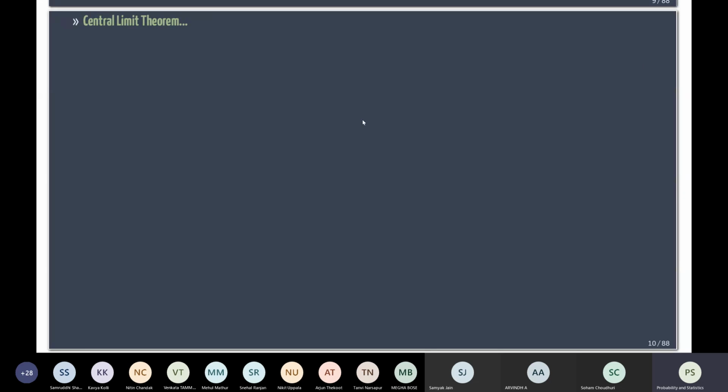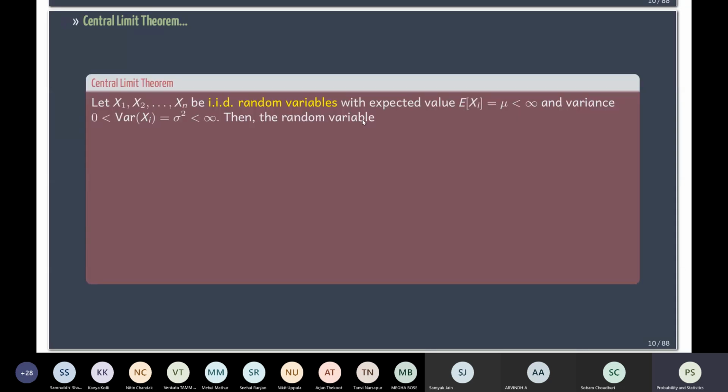Now we come to another very important theorem, called the central limit theorem. I told you in the beginning, it's about all random variables in the limit behaving like a standard normal. So that was the statement. Let us consider again IID random variables with expected value mu, which is finite, and variance sigma square. Then consider the random variable defined in this way. It's a kind of standardization.